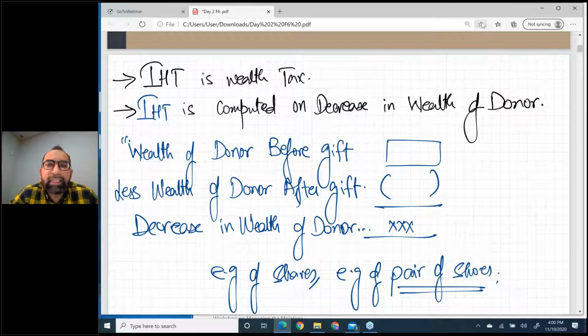You all know IHT is not an income tax, it's a wealth tax. It's a wealth tax, right? And IHT is normally computed on transfer of wealth. Now, how are we going to compute the amount of IHT payable, and on which amount is IHT payable?